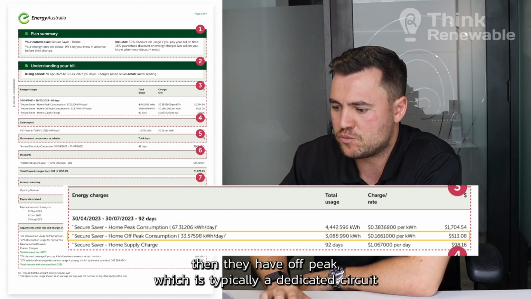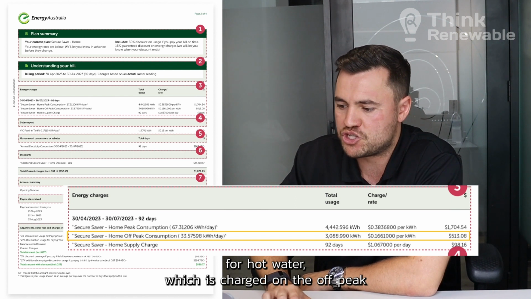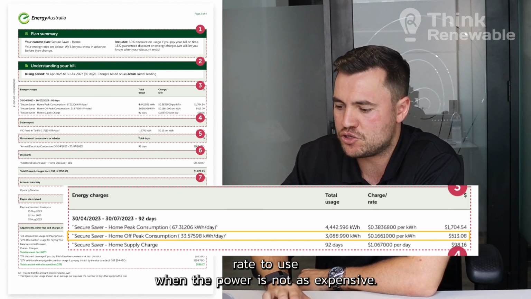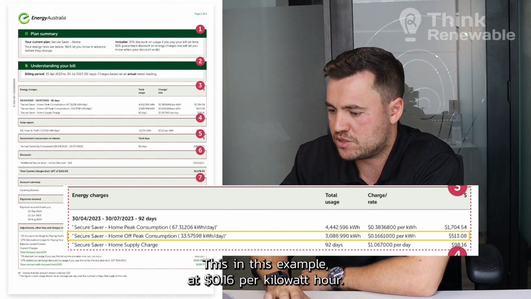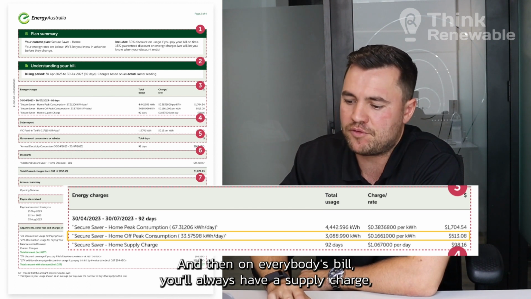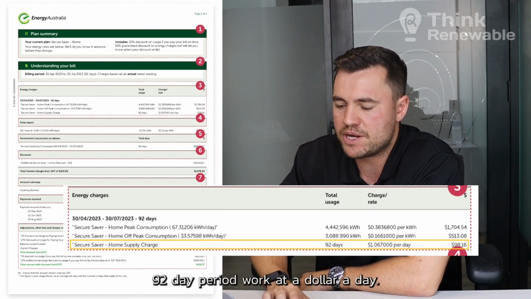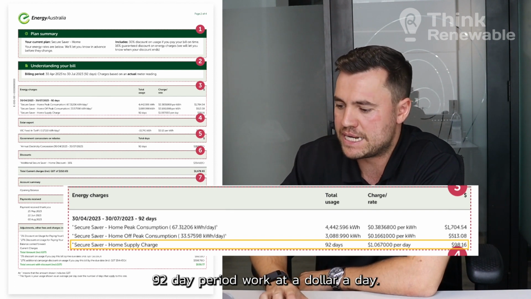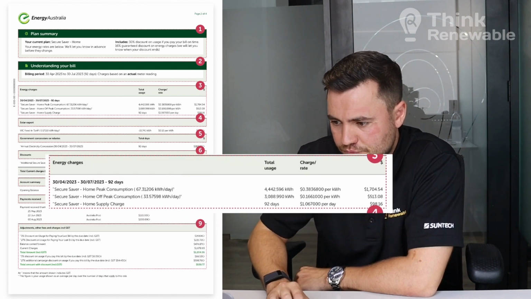Then they have off-peak, which is typically a dedicated circuit for hot water, which is charged at an off-peak rate to use when the power is not as expensive. In this example, it's 16 cents per kilowatt hour. And then on everybody's bill, you'll always have a supply charge, 92-day period, works out at $1 a day. So it's typically usually about $100 over the billing period.